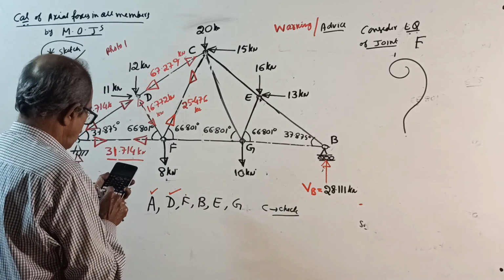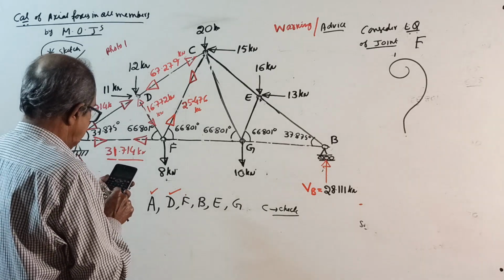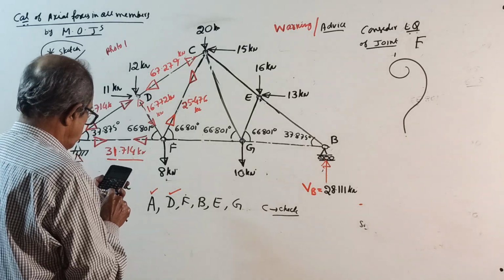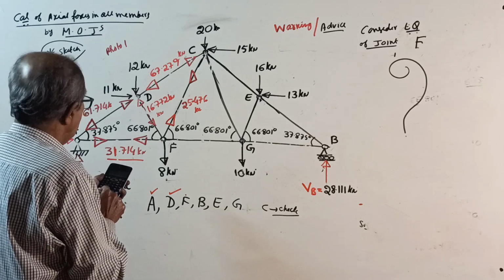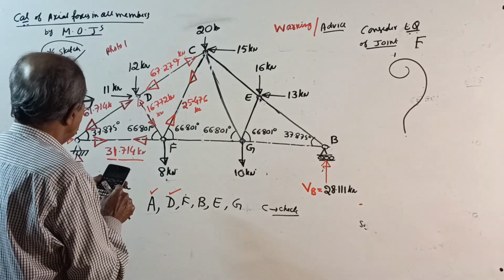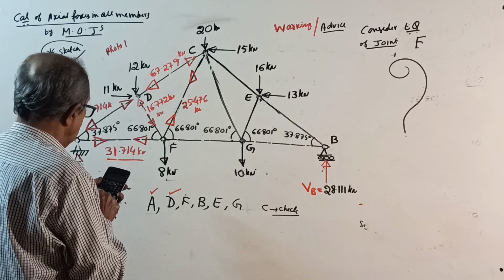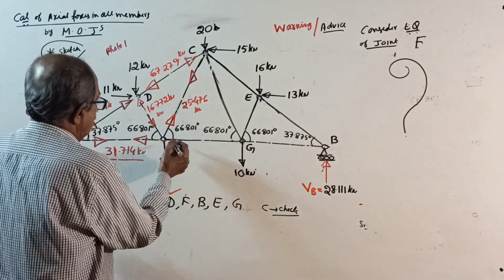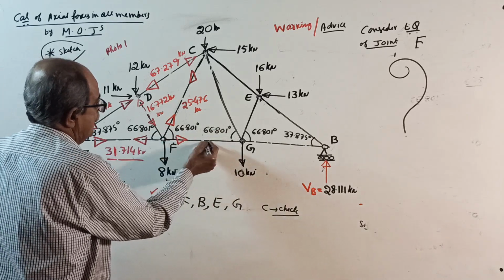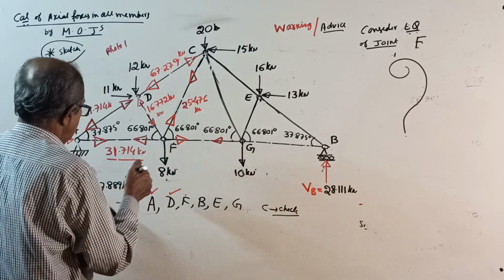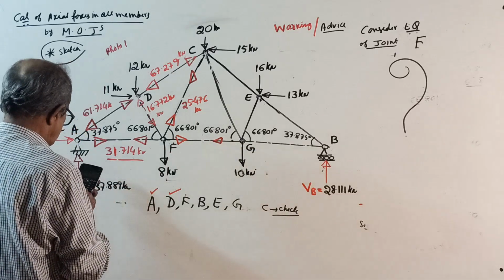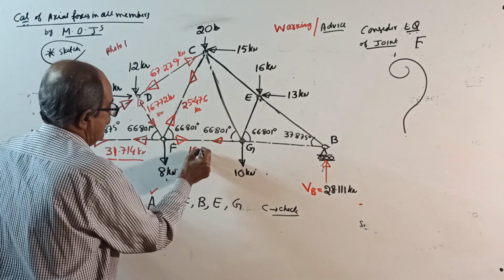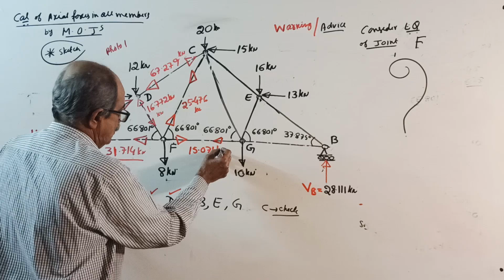Doubt, see, doubt. 25.476 into cos of 66.801, one number, plus 16.772 into cos of 66.801. These are the two forces this way, and 31. So I require this way only. Still I require more. Minus 31.714. 15.071 kilonewton. I will check once again.